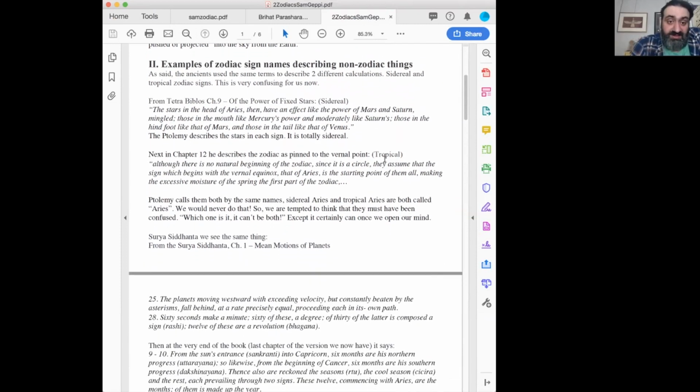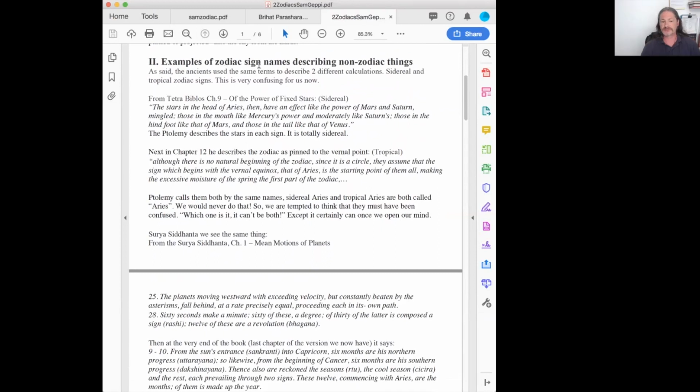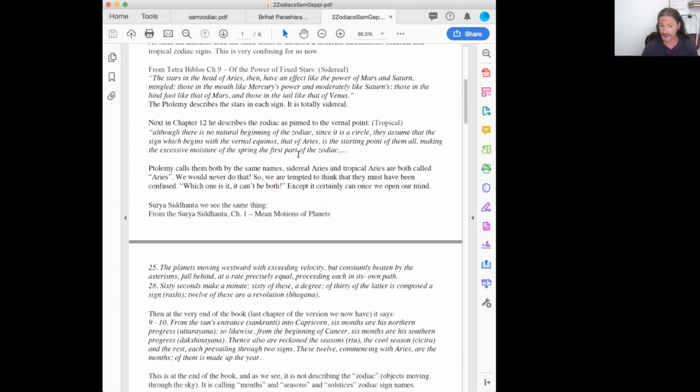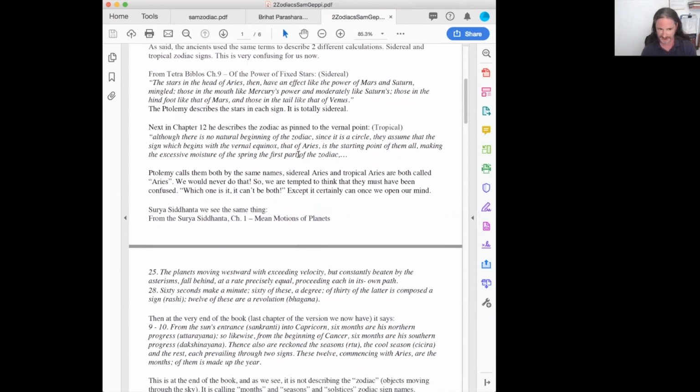Yes, of course. So, examples of zodiac sign names describing non-zodiac things, and we see this in all the texts. The ancients used the same terms to describe two different calculations, sidereal and tropical zodiac signs. It's very confusing for us now because we would never do this.